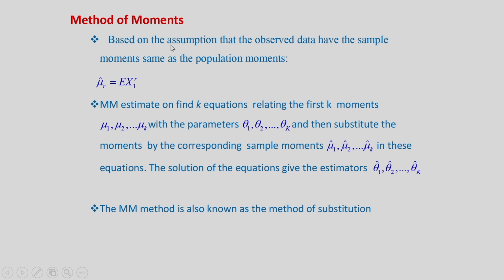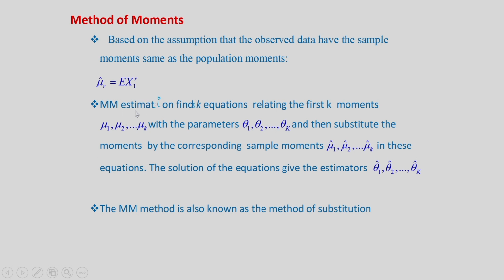It is based on the assumption that the observed data have sample moments the same as the population moments. So, whatever sample moments we have, that is the same as the population moment. That way mu r hat is equal to E of x 1 to the power r. This is the assumption we use in the method of moments.